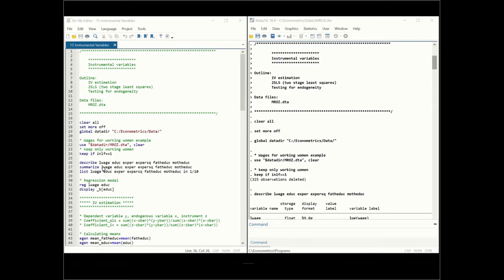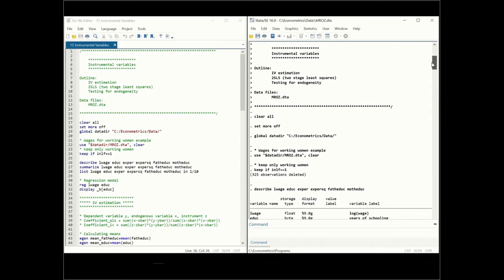Here we would have log wage as being our dependent variable. Education would be potentially our endogenous variable, and we would have experience and experience square as independent variables that are exogenous, and father's education and mother's education would be instruments. So let's go ahead and first of all describe the data.